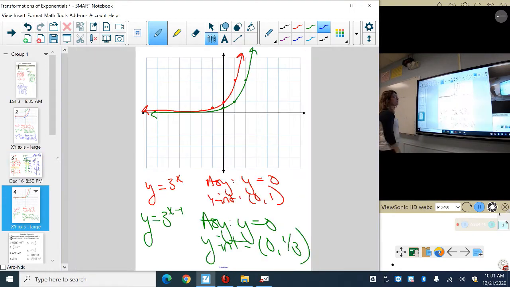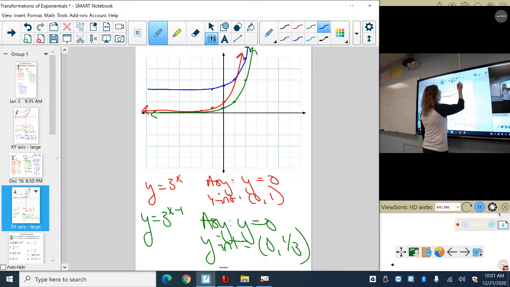Which means if I come over here, I'm now going to take my green graph because my green graph is what I want to move up 2 units. So from here, I'm going to go 1, 2. From here, 1, 2. From here, 1, 2. And then from here, 1, 2. And that is going to be my graph.